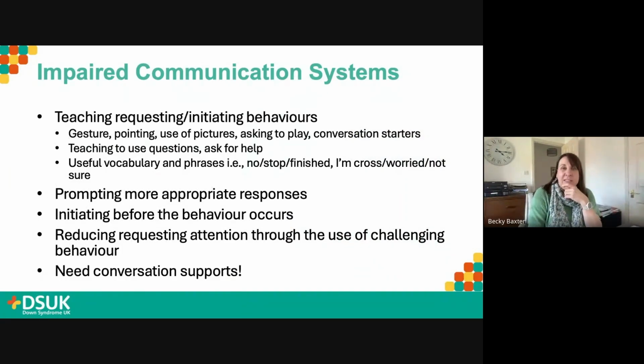But to give some highlights, we want to teach requesting and initiating behaviours. How do they ask their friends to play? How do they ask for something? How do they start a conversation? What questions do they know to be able to ask? And it might be teaching them a new phrase, but equally it might be teaching them a gesture to use. If I point to that, other children know they need to name it for me. It might be use of pictures. So I've got my communication cards. I'm going to go over and show them to my friend, and that's going to get them to talk to me.